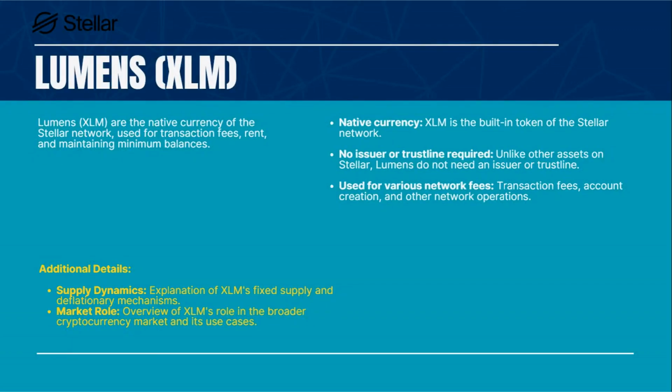Now, let's talk about lumens, also known as XLM, which is the native currency of the Stellar network. Most blockchains have a native token. On Bitcoin, it's BTC. On Ethereum, it's ETH. On Stellar, it's XLM. But XLM is not just another cryptocurrency. XLM plays a critical infrastructural role inside the Stellar ecosystem.